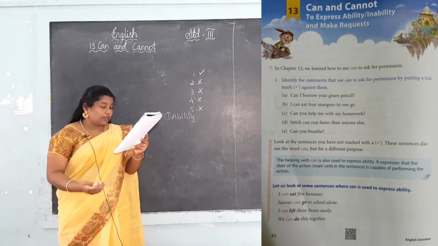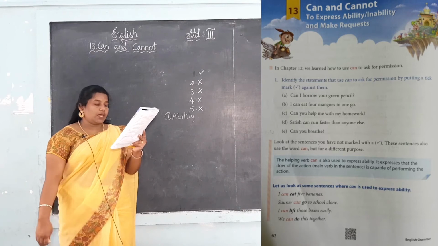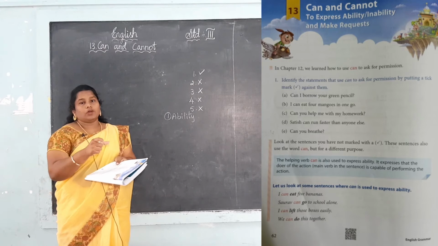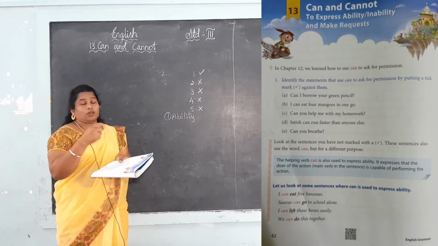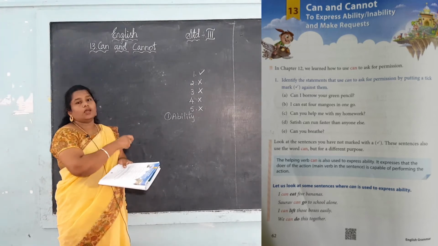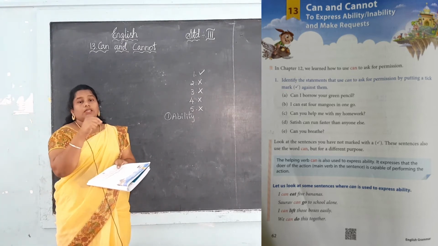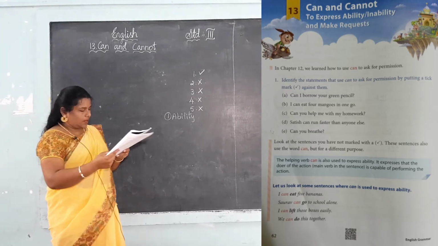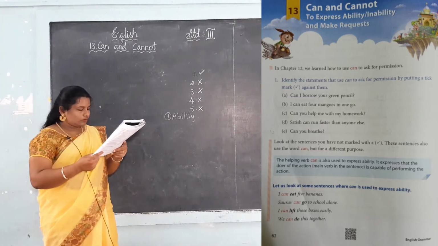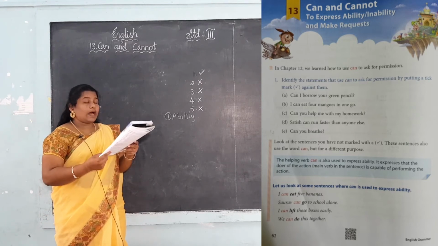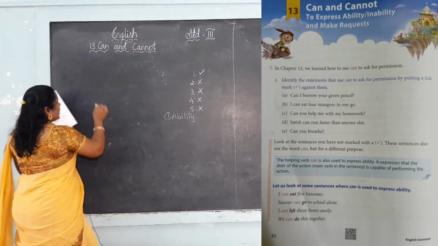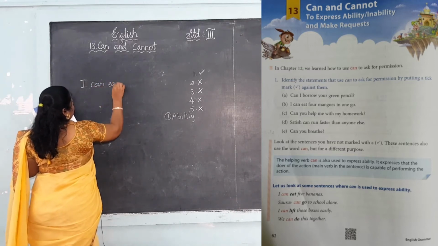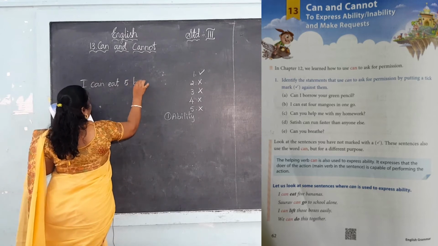It expresses that the doer of the action, which means the main verb in the sentence, is capable of performing the action. The main verb is able to do the action, the doer, which means the subject, is able to do it, so we are able to use can. Okay, see, let us look at the example. I can eat 5 bananas. See, I can eat. I can eat 5 bananas.